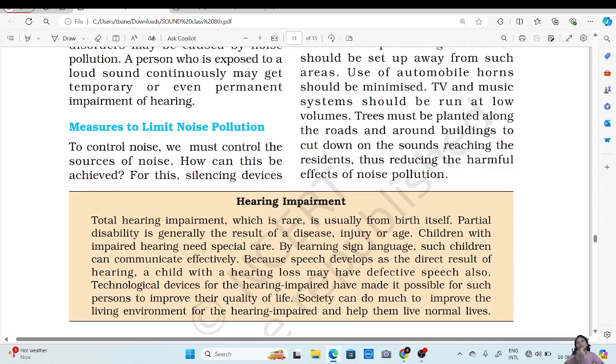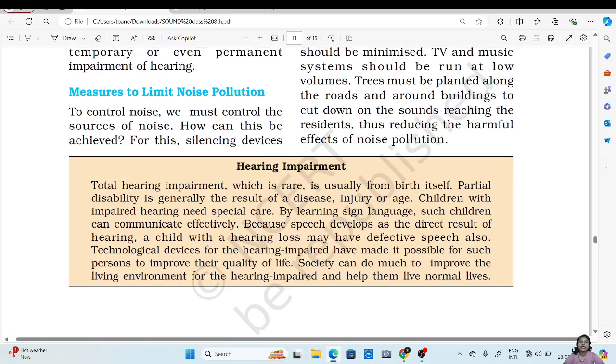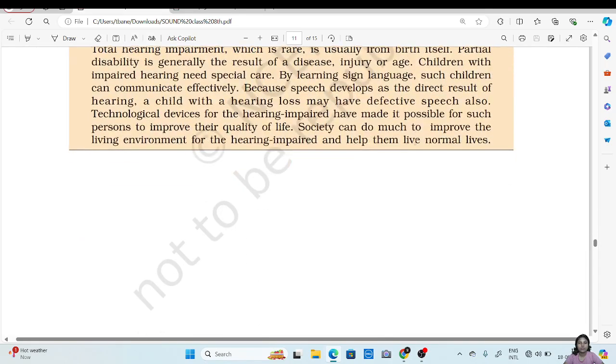So what happens when you plant a tree in front of your house? Actually, what it does is it blocks that sound. It becomes a wall in between the sound that is coming to your house or to your building. So that is why it is said that you should also plant more trees to reduce noise pollution.